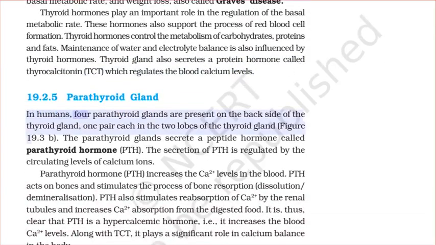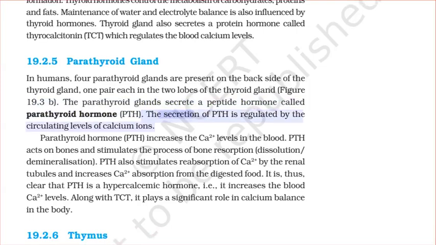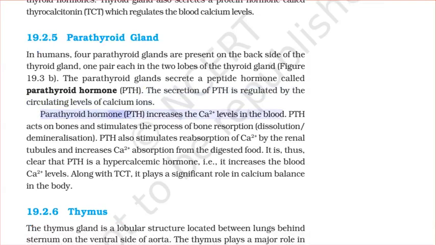Parathyroid gland. In humans, four parathyroid glands are present on the backside of the thyroid gland, one pair each in the two lobes of the thyroid gland. The parathyroid glands secrete a peptide hormone called parathyroid hormone, PTH. The secretion of PTH is regulated by the circulating levels of calcium ions. Parathyroid hormone, PTH, increases the Ca2+ ion levels in the blood.